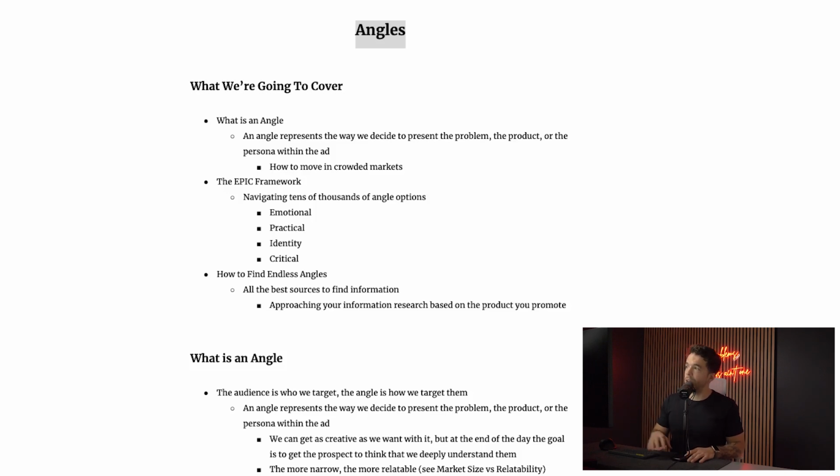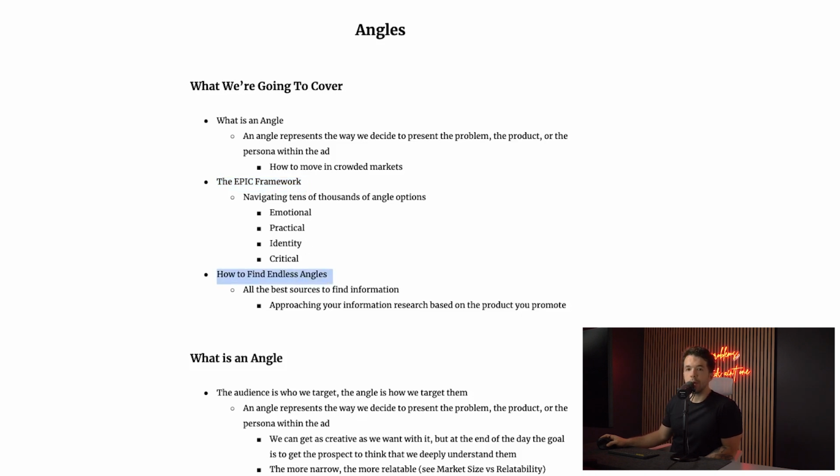So in this video, we're gonna be covering what is an angle. As I said, an angle represents the way we decide to present the problem, the product, or the persona within the ad. And we will be talking about how to move in a crowded market. We will also be introducing the EPIC framework, navigating tens of thousands of angle options. Thanks to the EPIC framework, we will be covering 4 categories: emotional, practical, identity, and critical angles.